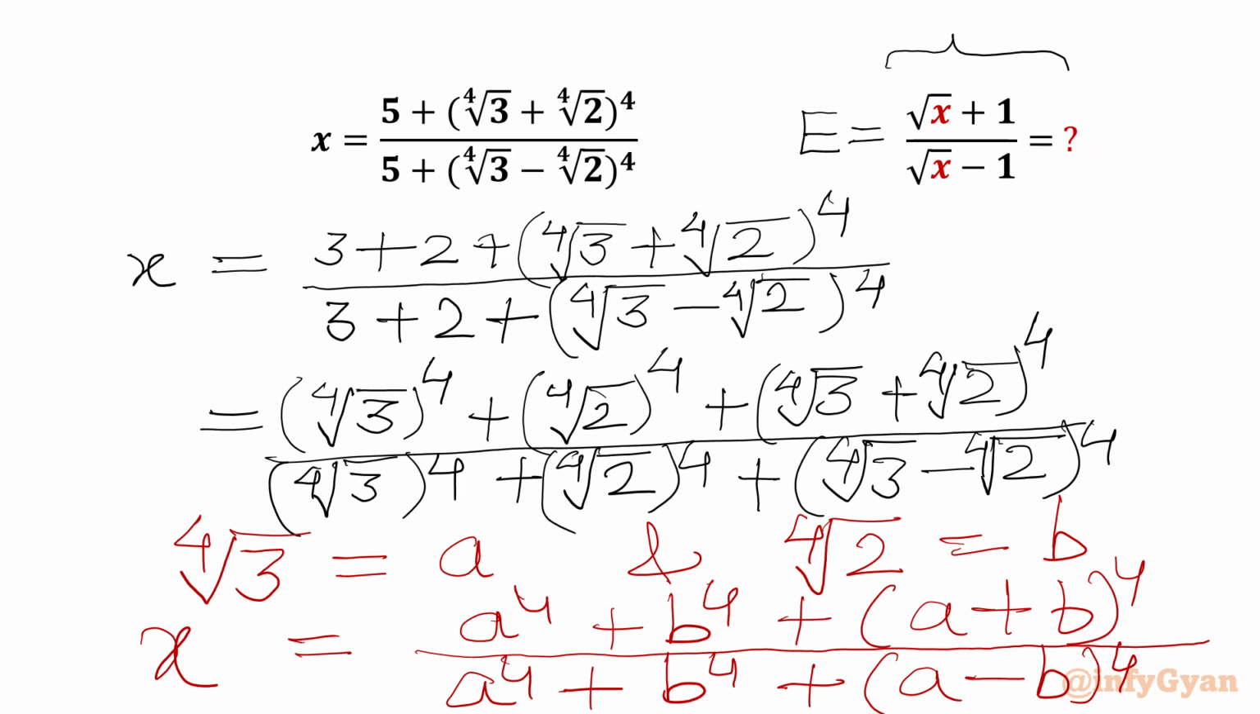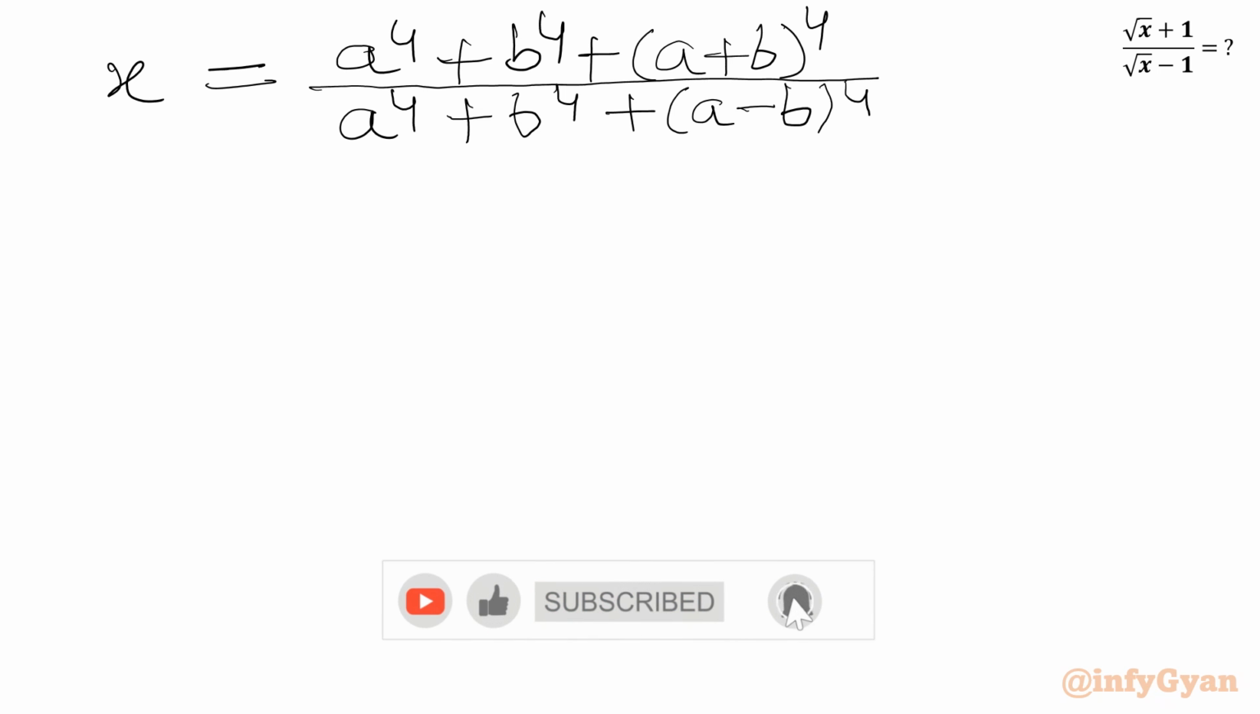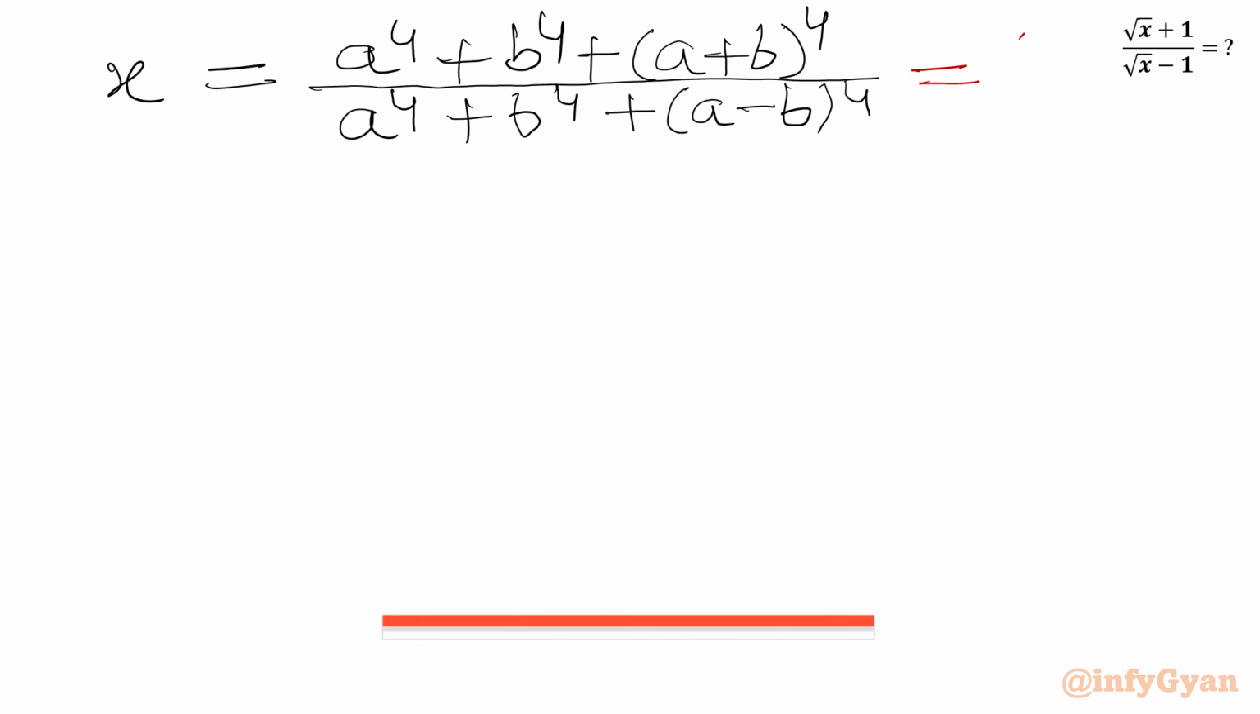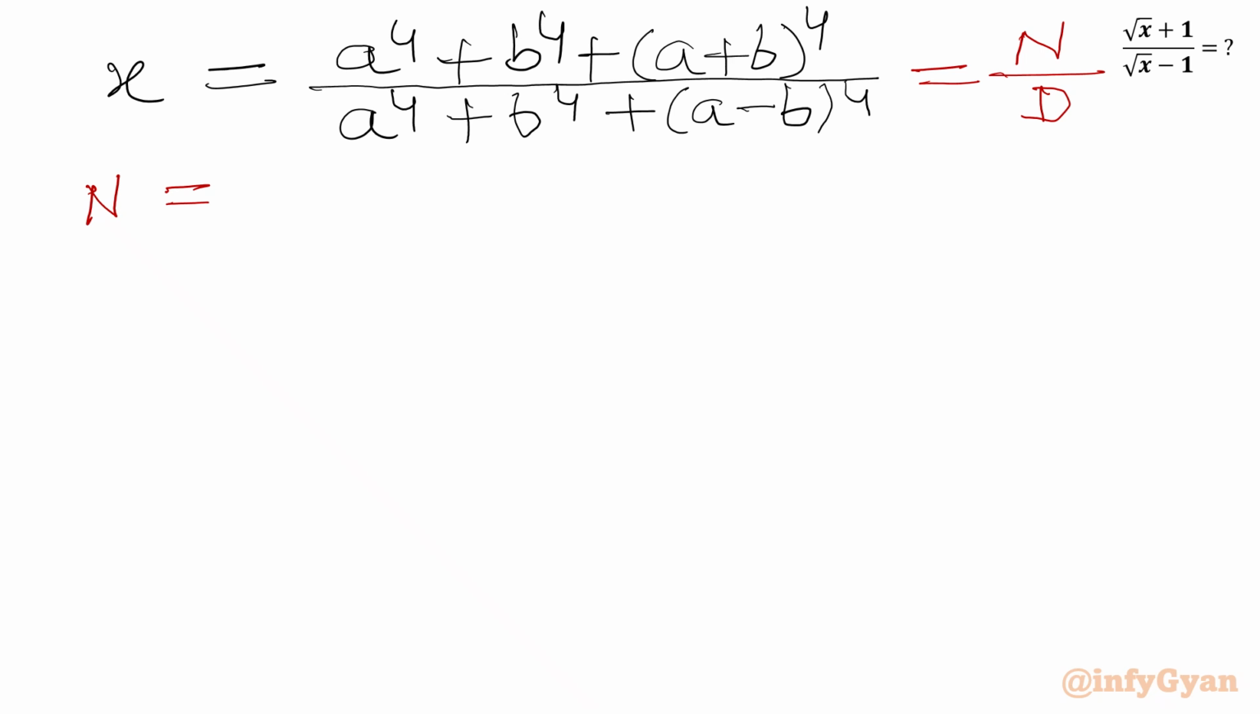Now we will simplify our numerator and denominator separately. Let me write x here. Numerator will be n, denominator will be D. So we will write numerator as n and denominator as capital D. Now we have to simplify n first. N will be equal to A power 4 plus B power 4 plus (A plus B) whole power 4.